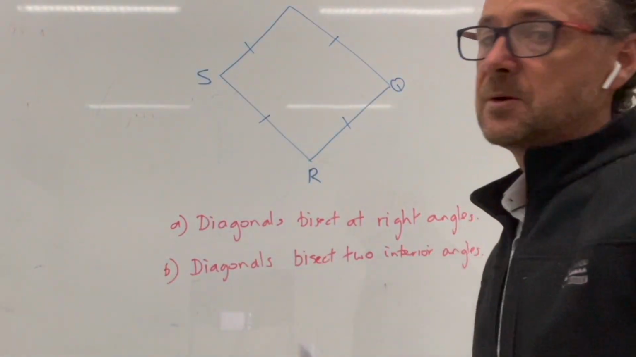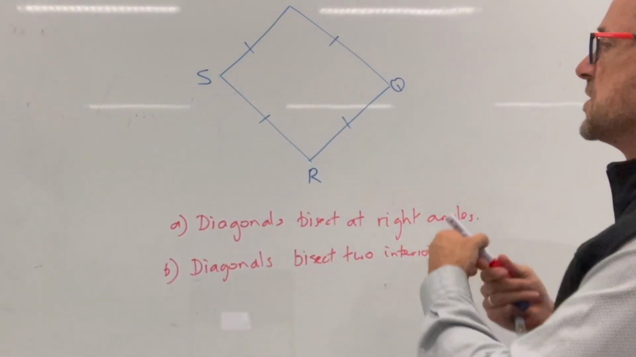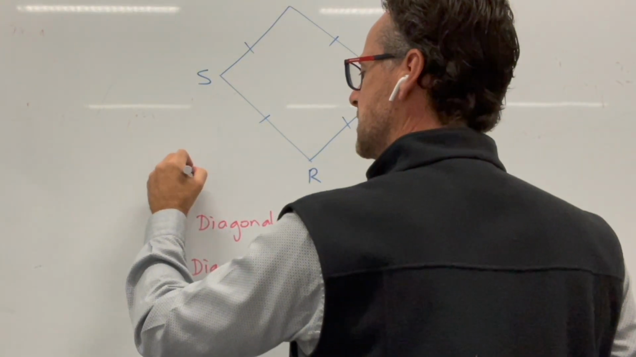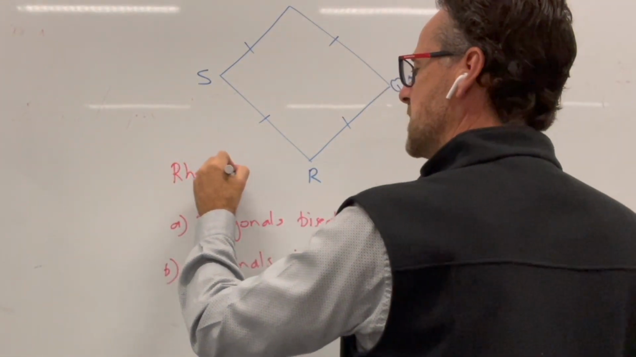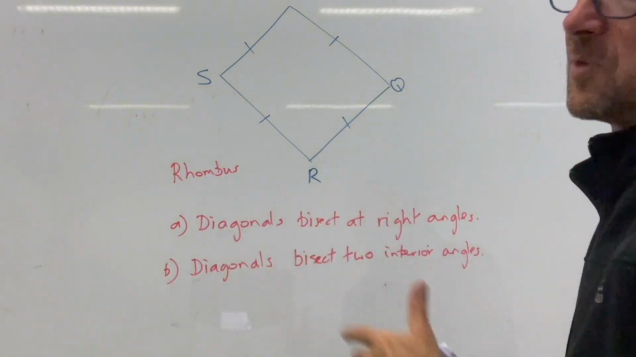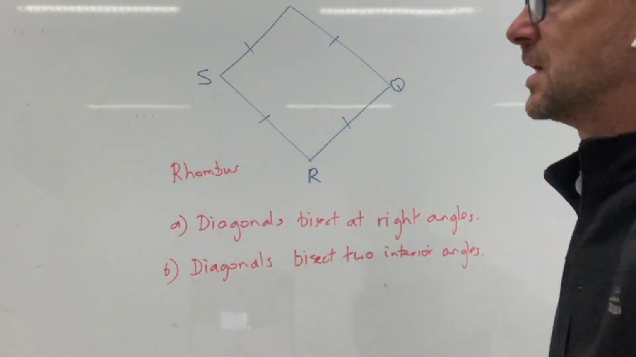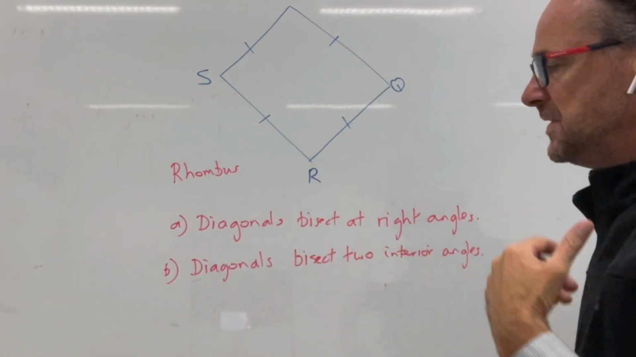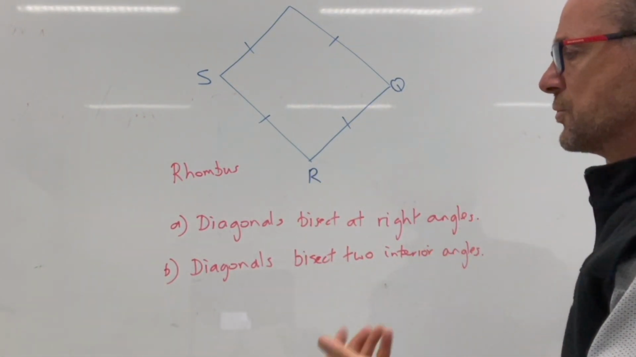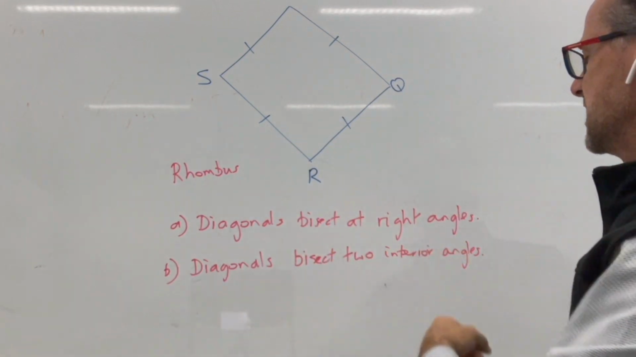Okay, so new quadrilateral. So this one is a rhombus. And we know it's a rhombus because obviously you've got four sides, but each of the sides is the same length. Okay, and in this case, what they're asking us to do is prove that the diagonals bisect at right angles.